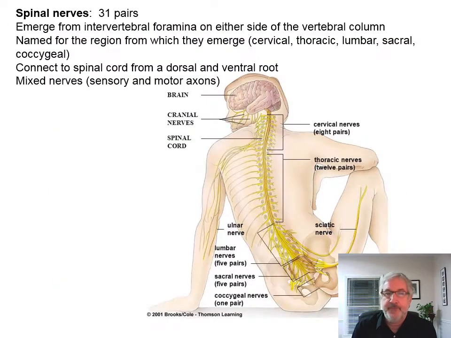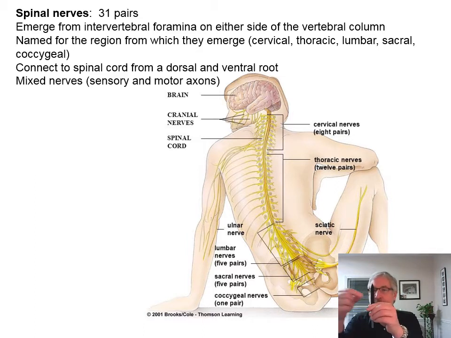Okay, next slide. So spinal nerves, there are 31 pairs. They emerge from the intervertebral foramina on either side of the vertebral column, and they're named for the region from which they emerge: cervical, thoracic, lumbar, sacral, and coccygeal. They connect to the spinal cord by a dorsal and a ventral root. So there are 2 roots of a spinal nerve, and the spinal cord is here, and then a root comes out and a root comes out, and they come together into a spinal nerve. We're going to look at a picture of that in a second.